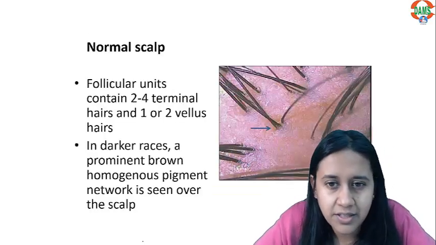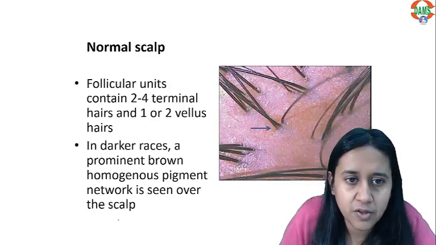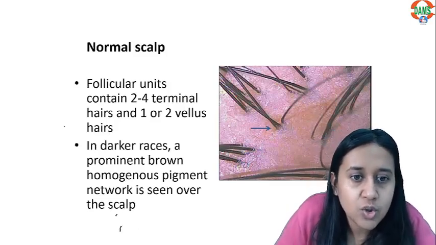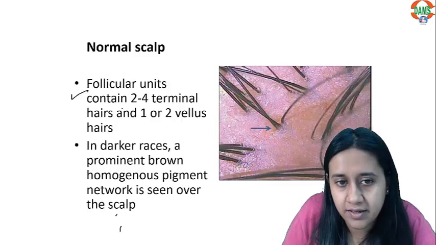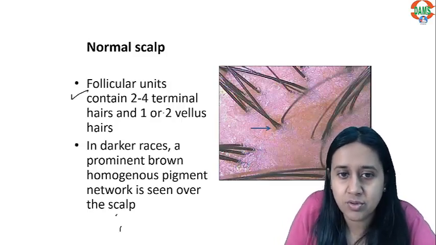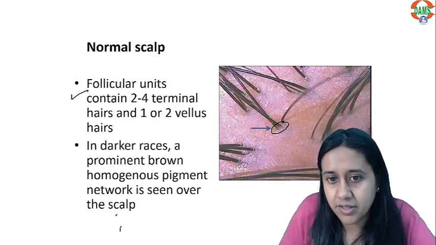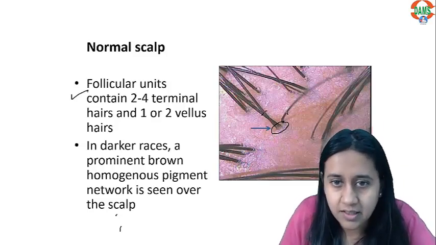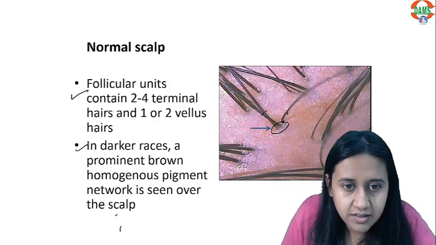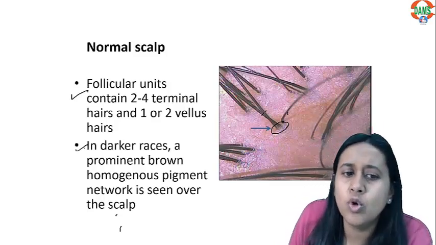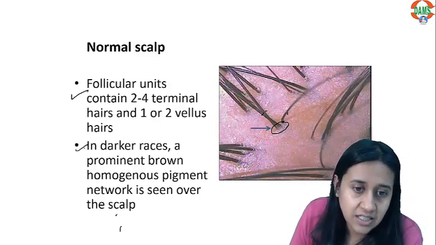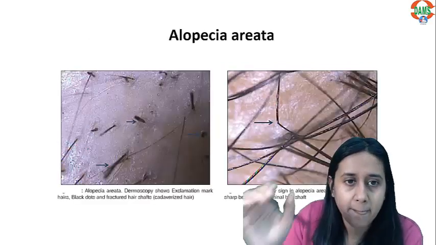Trichoscopy, a little bit about it. In a normal scalp, the follicular unit contains at least 2 to 3 or 2 to 4 hairs which are terminal and 1 to 2 hairs which are vellus. So this whole thing is a hair follicular unit. You can see 1, 2, 3 terminal hairs. In darker races, a prominent brown homogeneous pigment network is seen over the scalp.